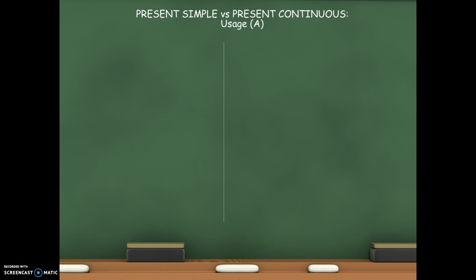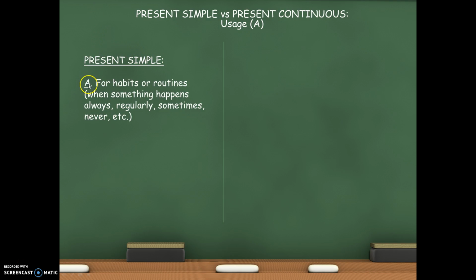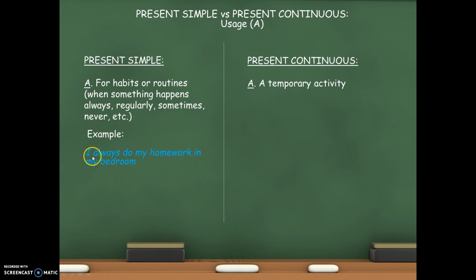Now, when do we use each of these tenses? We use the present simple for habits or routines, when something happens always, regularly, sometimes, never, etc. We use a present continuous for a temporary activity. An example of the present simple here is, I always do my homework in my bedroom. An example of the present continuous here is, today I'm doing my homework in the kitchen.